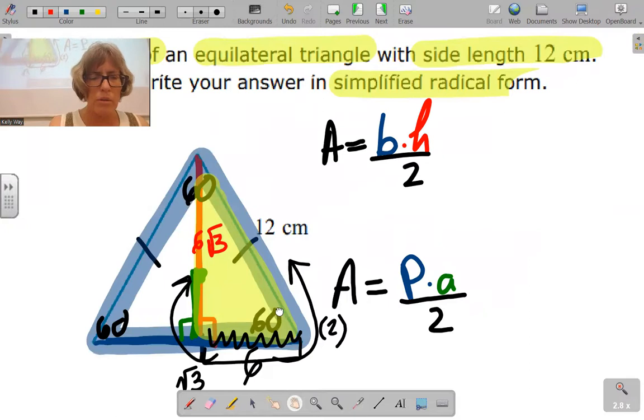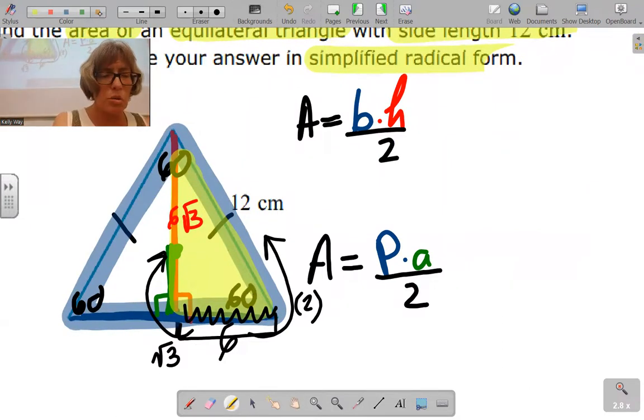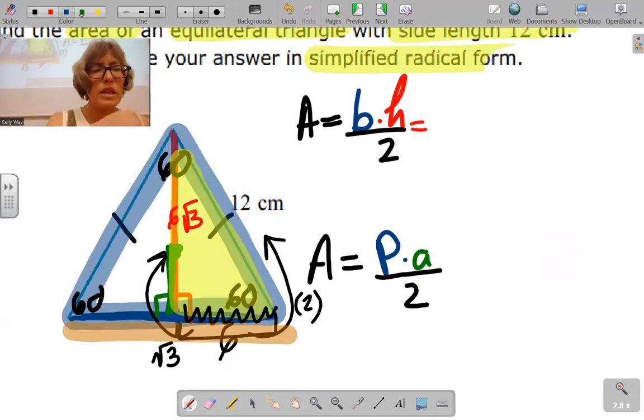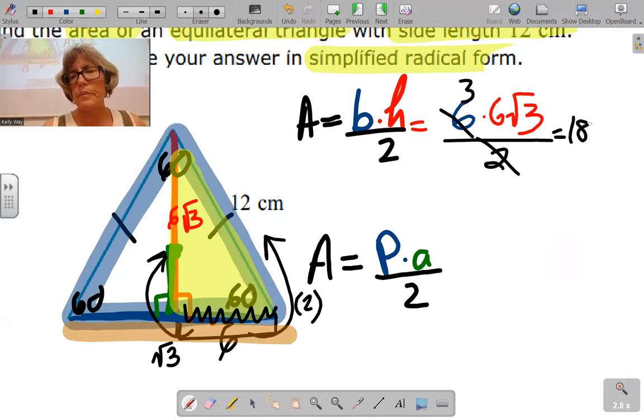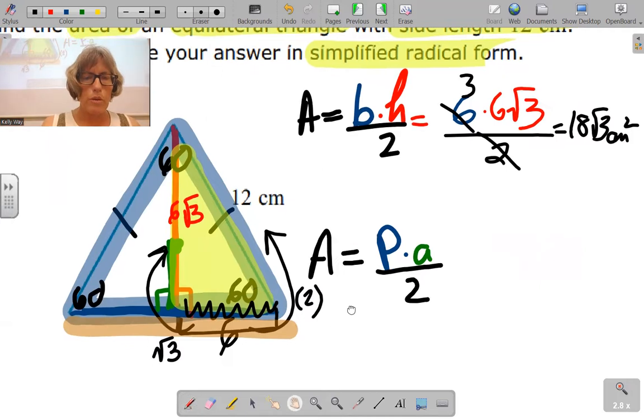Coming over here, your base, which is just from here to here, would be 6. Your height, 6 root 3 over 2. Doesn't matter which 6 you take this into. Check units. So that's one way. The other way is to treat it as a regular polygon, pa over 2.